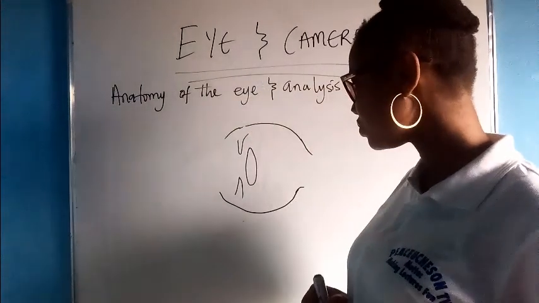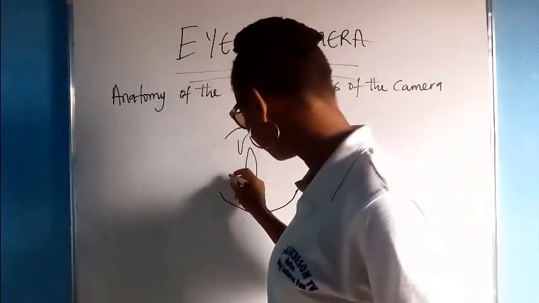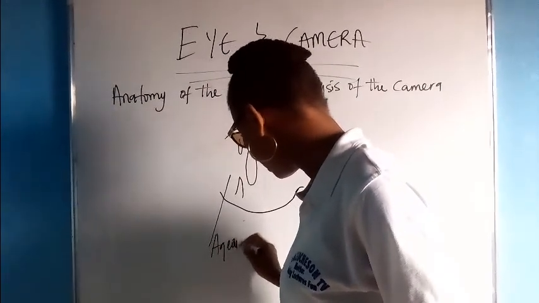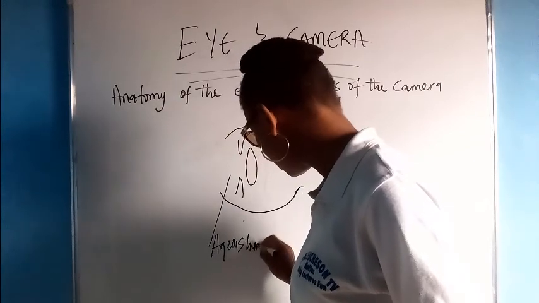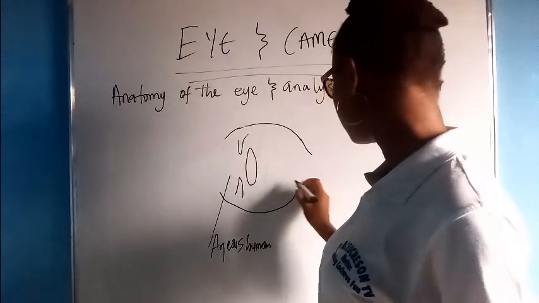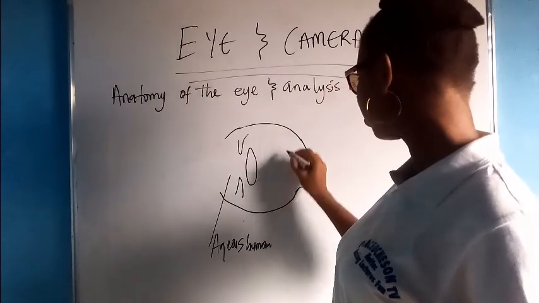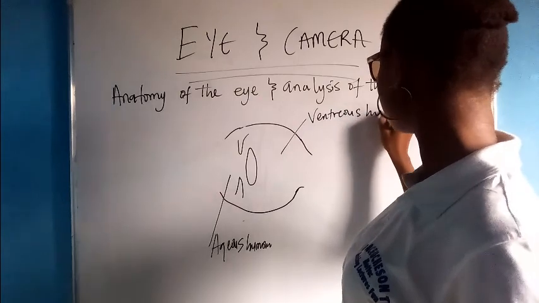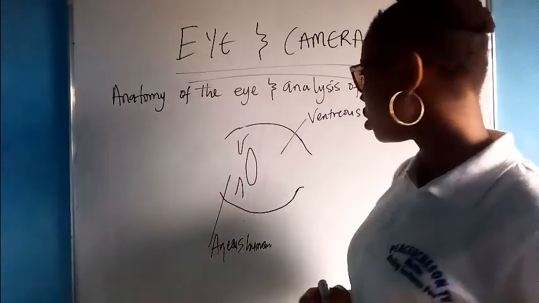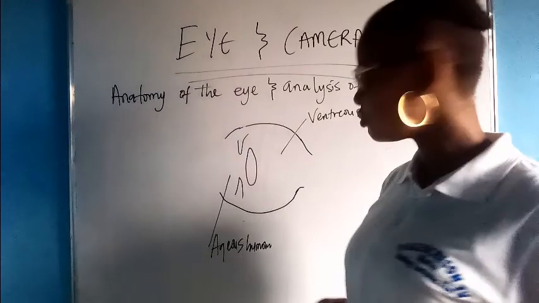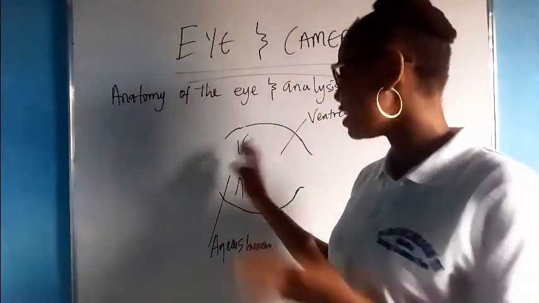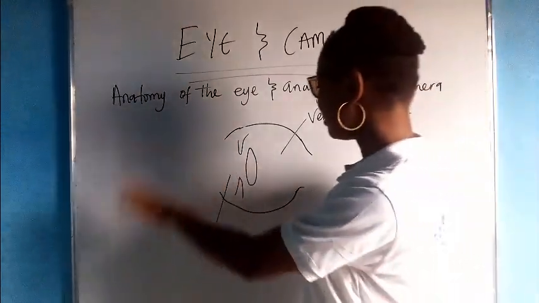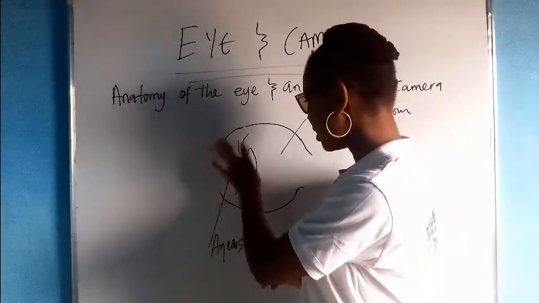Okay. So we say we have aqueous humor here, and vitreous humor. I said there are two chambers here. This is the anterior segment and this is the posterior segment. And in the anterior segment we have two chambers, one here and one here.